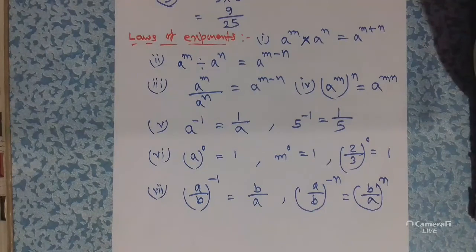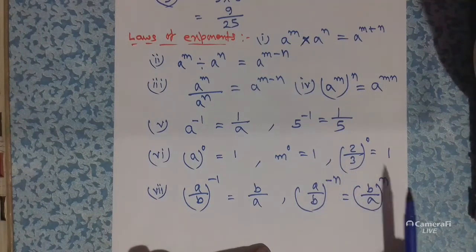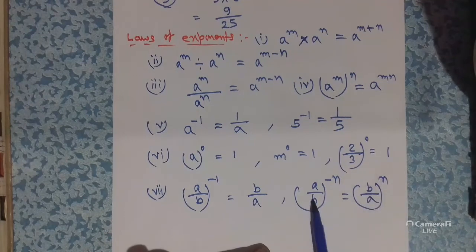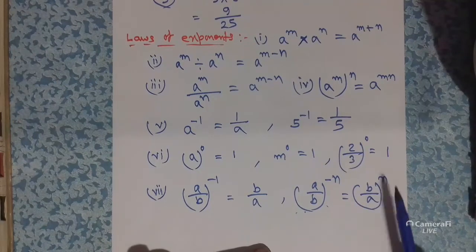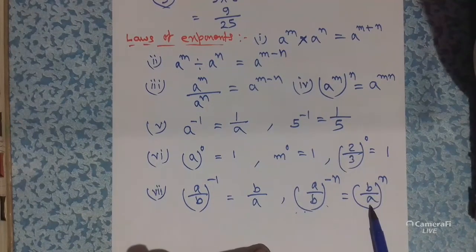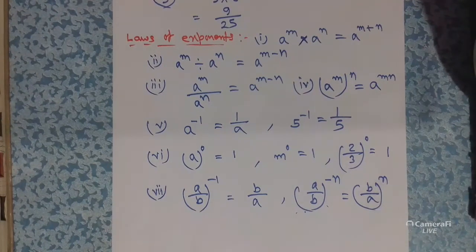Sometimes if you want to convert this negative sign into a positive sign, then this number also must be reciprocal. So here it was (a/b) to the power minus n, and you can see that this negative exponent is converted into a positive exponent, and then a/b must be written as b/a. I hope you understood. Now I am going to show you some examples.